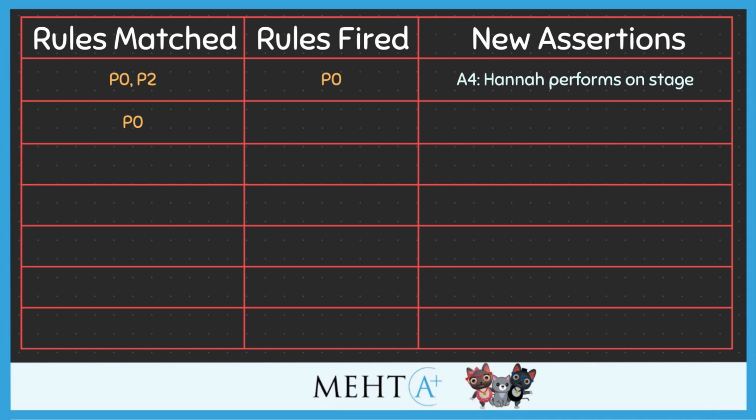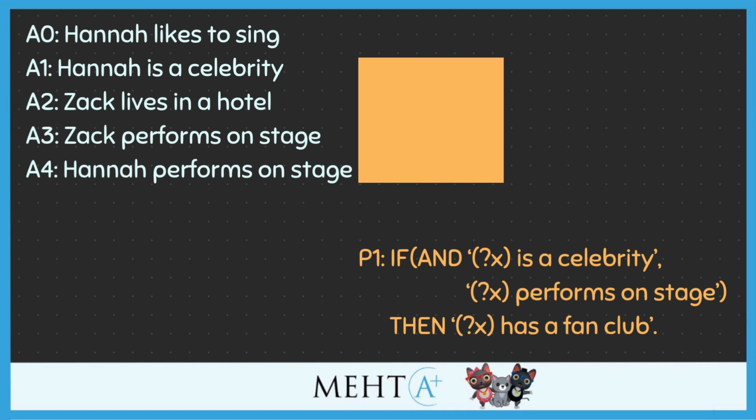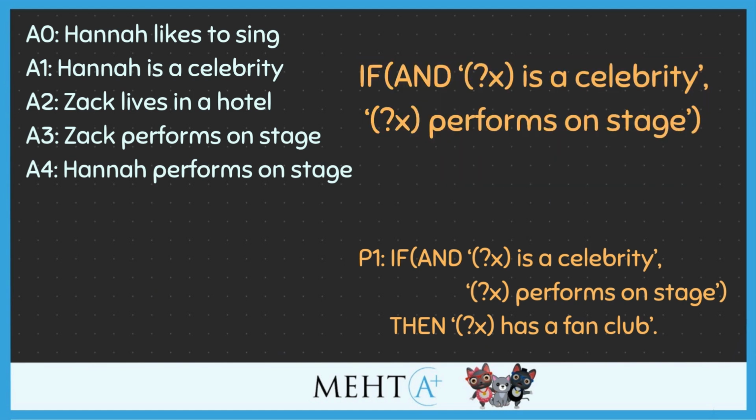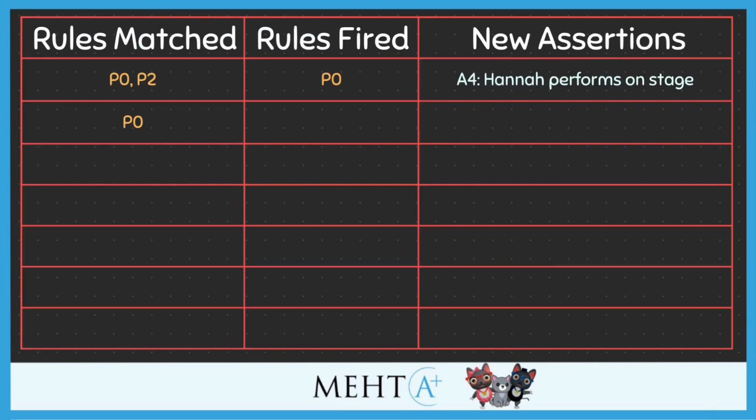We already have established from the first row of our table that P0 matches. Then let's go on to P1. X is a celebrity and X performs on stage. Well, yes, now this rule matches because we have Hannah is a celebrity and Hannah performs on stage from our new assertion. So let's add that to our list. From the previous row, we already established that P2 matches, so let's add that in again. So now we have P0, P1, P2 matching.